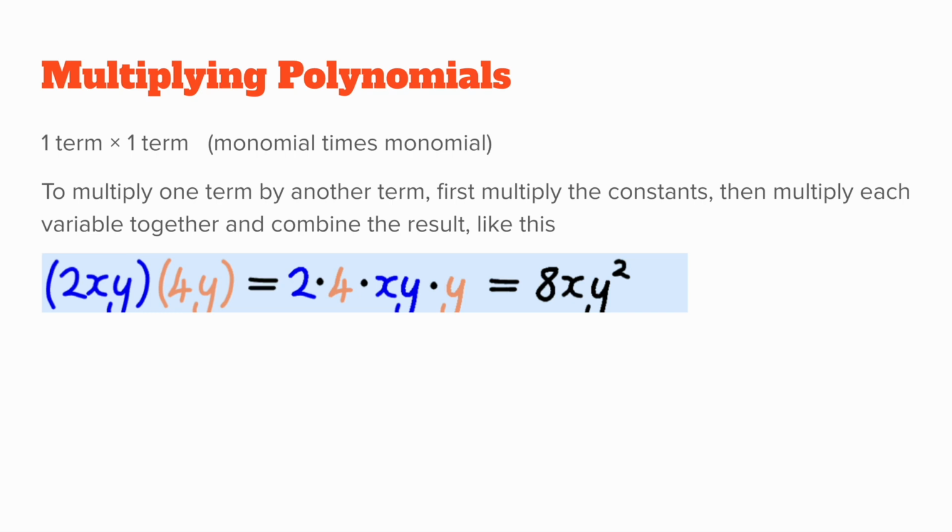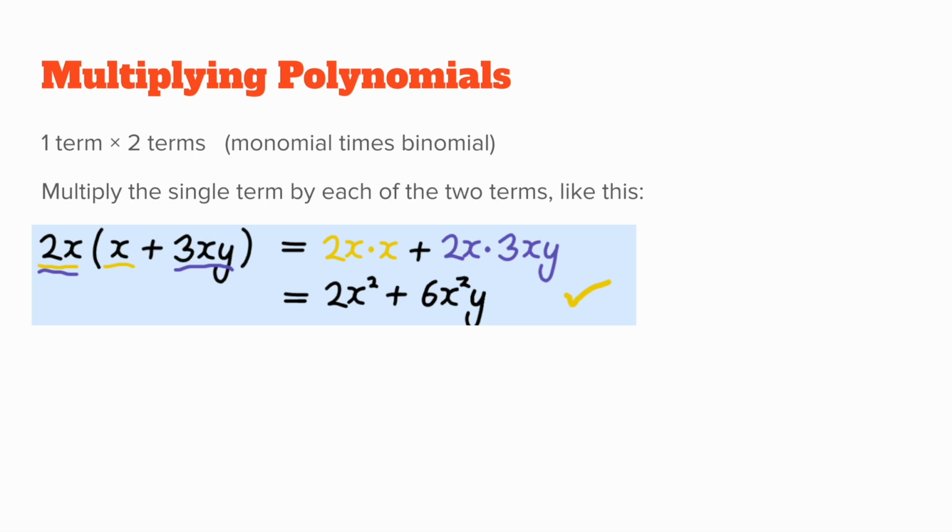To multiply one term by another term, first multiply the constants, then multiply each variable together and combine the result like this. So as you can see here, 2xy multiplied by 4y equals 2 times 4 times xy times y. So 2 times 4 is 8, and xy times y equals xy squared, so it's 8xy squared.